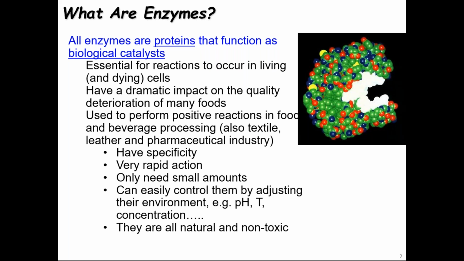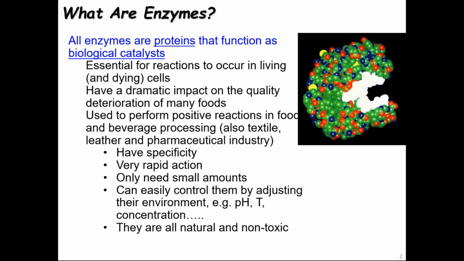One of the major properties of enzymes is they're highly specific. So if an enzyme acts on A, it cannot act on B, and so on. The reactions are very rapid. Some of the reactions can be complete in nanoseconds. Very small amounts of the enzyme are required as catalysts, and you can control these enzymes by controlling the pH, the temperature, the substrate concentration, and the enzyme concentration.